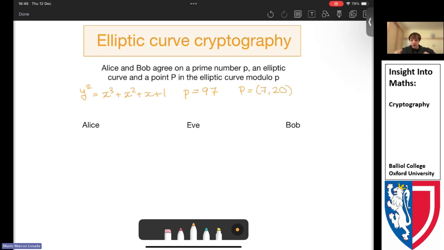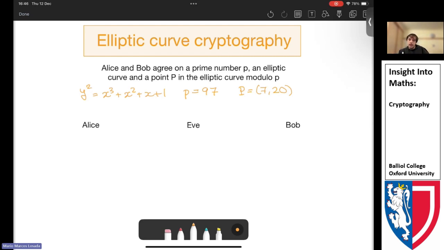Because we don't want the numbers to get too big, I'm just looking at points that satisfy this equation modulo p. So in this case, 7 cubed plus 7 squared plus 7 plus 1 is congruent to 20 squared, which is 400, modulo p. This idea of doing the modulo p is just so the numbers don't get too big, but you shouldn't worry too much about it. I should probably make a difference between big P and little p. All of this information is public and everyone has it.